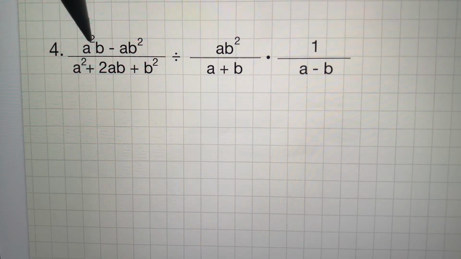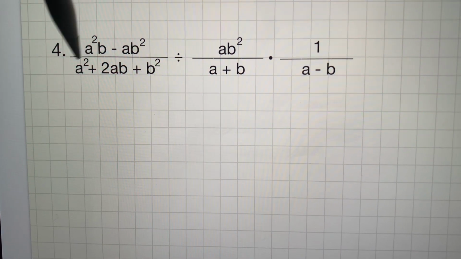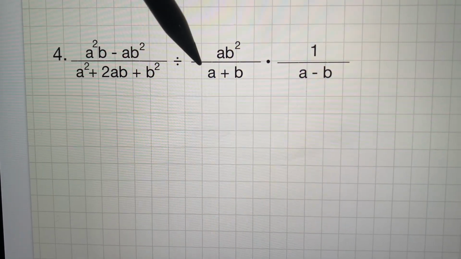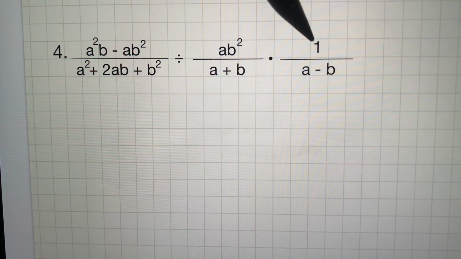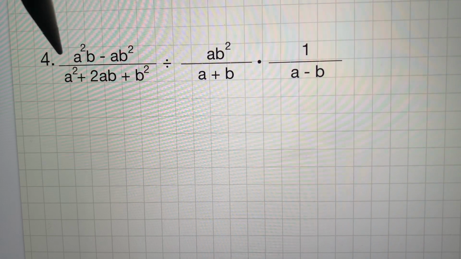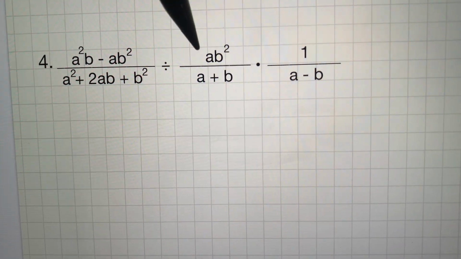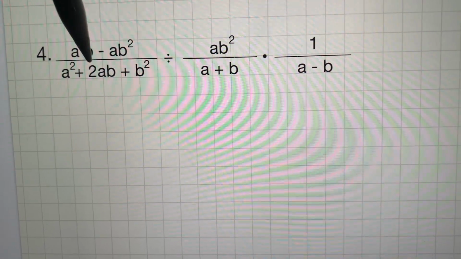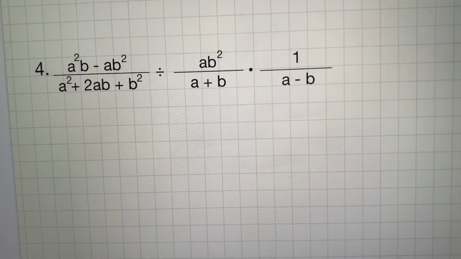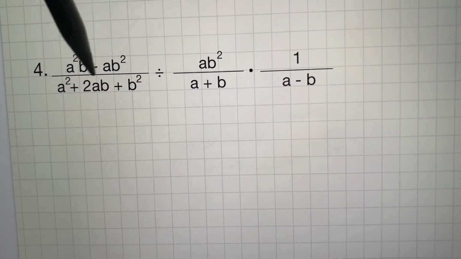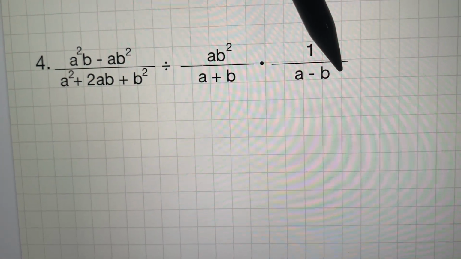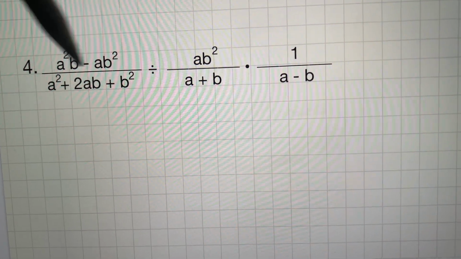So I have a squared b minus ab squared over a squared plus 2ab plus b squared divided by ab squared over a plus b times 1 over a minus b. So we have to be careful with the order of operations, because you may be tempted to multiply these together before dividing, but that will give you a completely different answer to what you are actually supposed to do, which in this case is to divide this expression by this, and then the result multiplied by 1 over a minus b. So let's simplify this expression here.